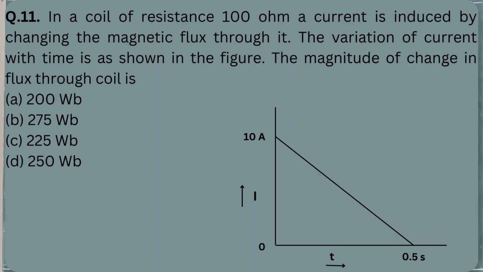11th, in a coil of resistance 100 ohm, current is induced by changing the magnetic flux through it. The variation of the current with time is as shown in the figure. The magnitude of the change in flux through the coil is: A, 200 Weber; B, 275 Weber; C, 225 Weber; and D, 250 Weber. The correct answer is 250 Weber, that is D.